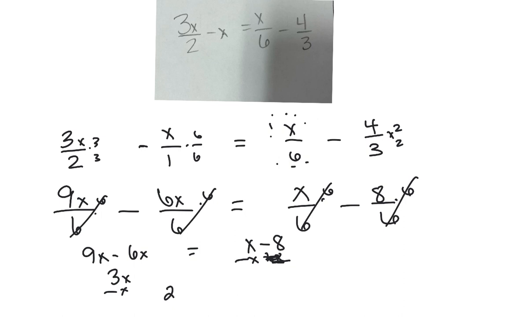And I get 2x equals negative 8. And then, of course, I divide through by 2 on both sides. And I get x equals negative 4.